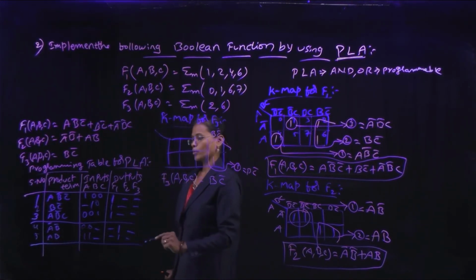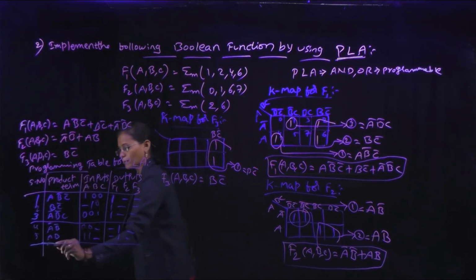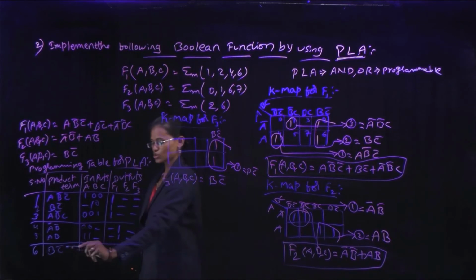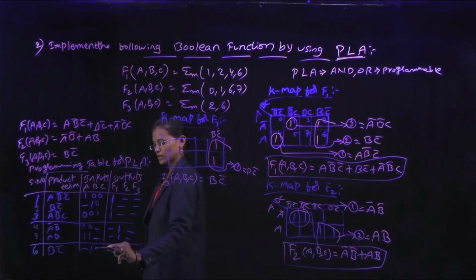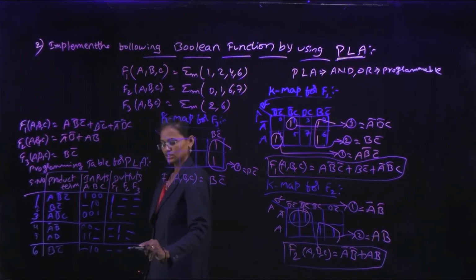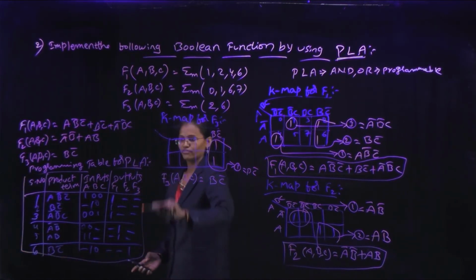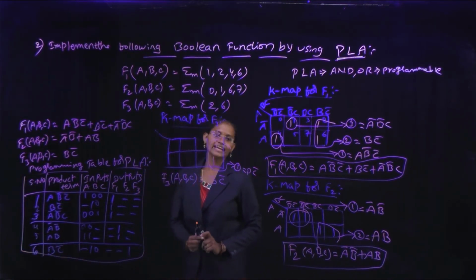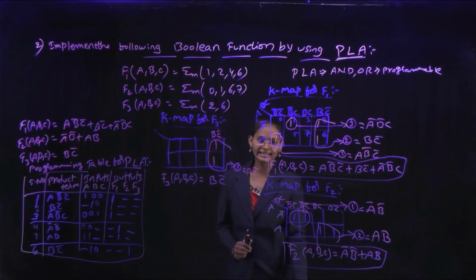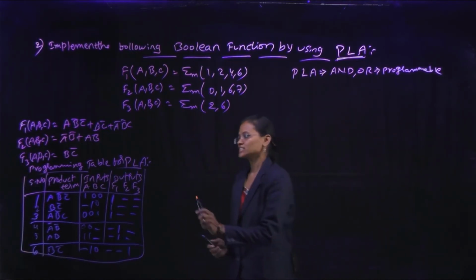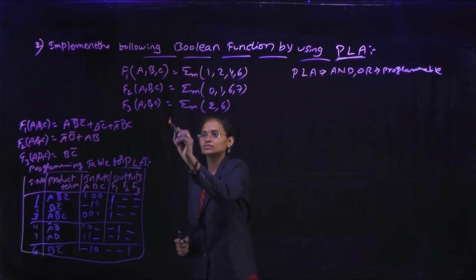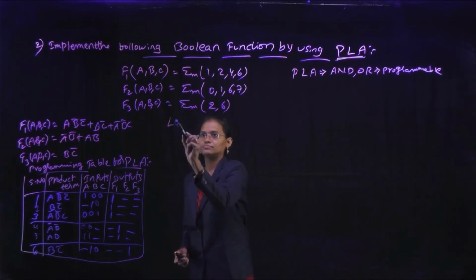And next, the F3 output is the sixth one. This is B C bar. A is not here, so dash. B is 1, C is 0. This is the F3 output. This is the programming table for PLA. And next, draw the logic diagram for PLA.